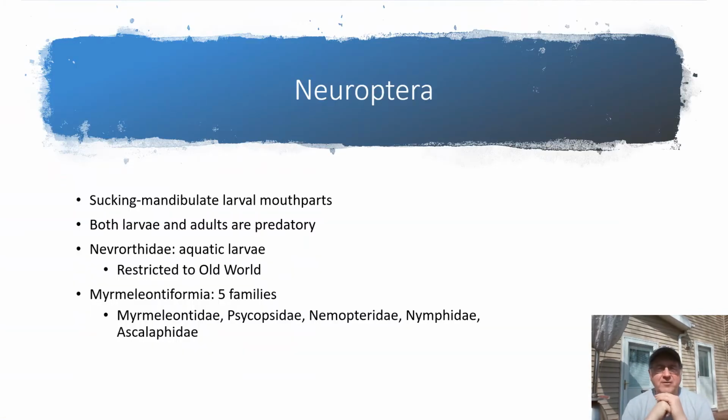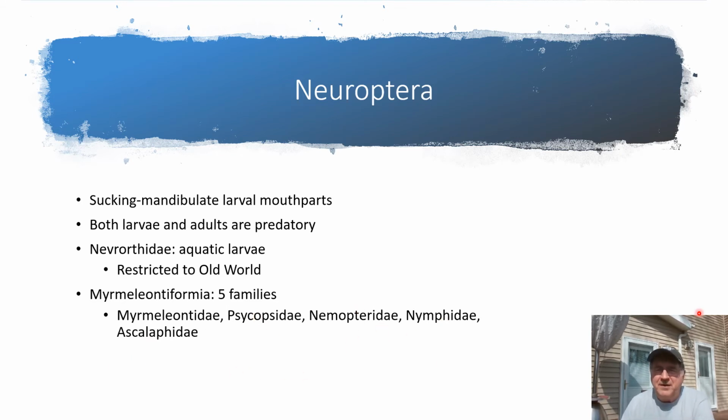All of the rest of the Neuroptera, and we're talking about I believe 16 more families, are basically divided into two monophyletic groups. The first of these, I'm going to run through some examples of them, are put together in a group called the Myrmeleontiformia. So you can probably recognize what this group is made up of. It's the antlion forms, 5 families, and so it includes the antlions, Psychopsidae, the Nemopterids, Nymphids, and Ascalaphids.